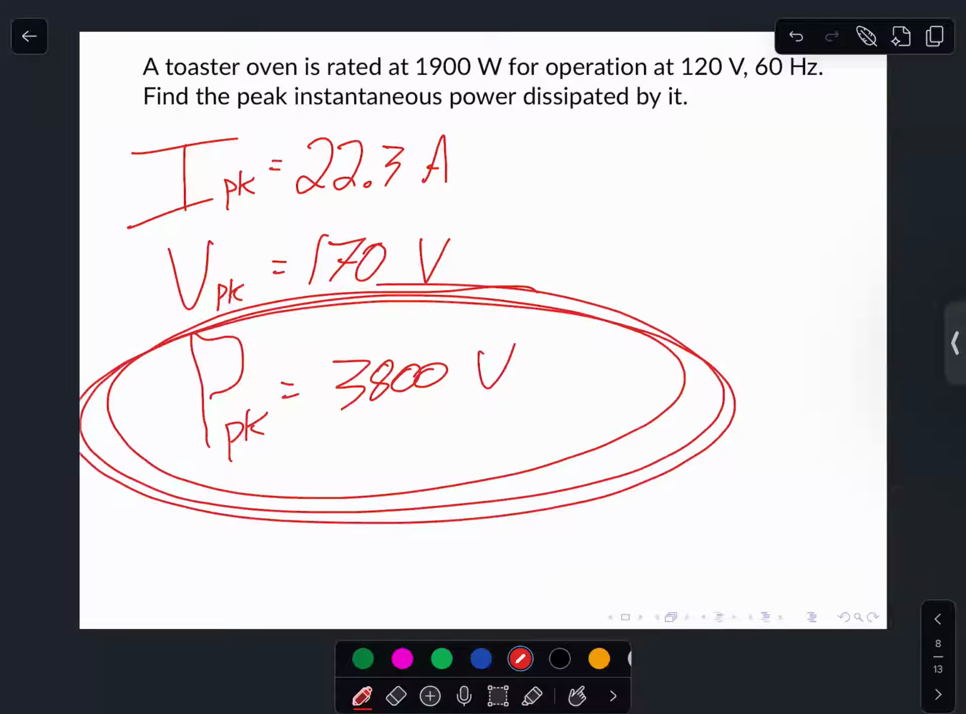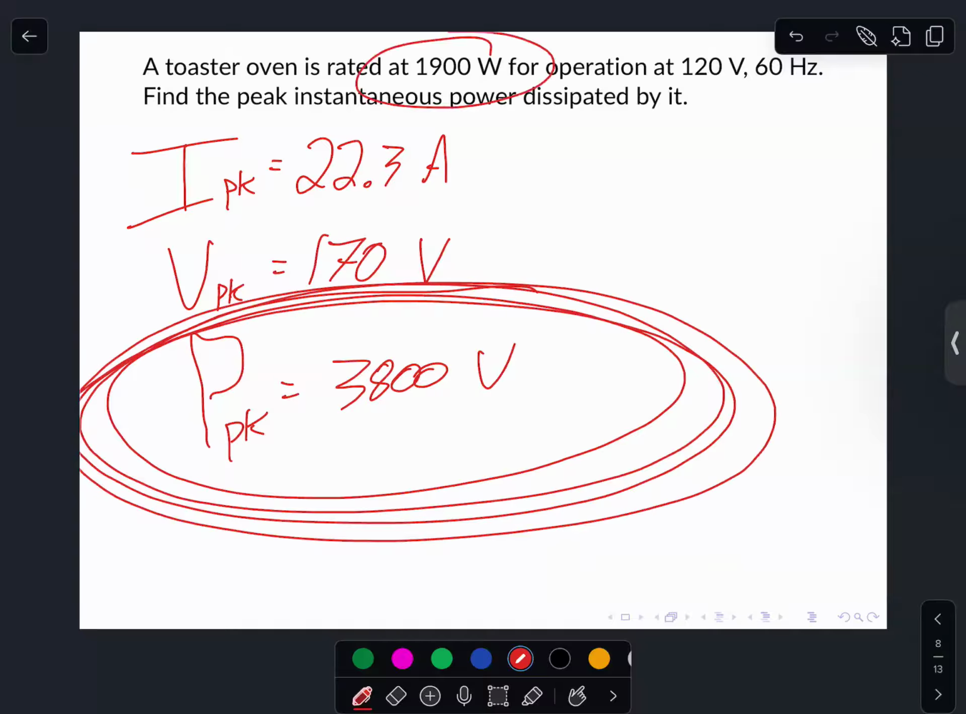What's the relationship between the peak power and the average power? The peak power is exactly twice as much as the average power, or equivalently, the average power is exactly half as much as the peak value. That's where the 0.707 comes from. If we've got a wiggling power transfer signal, half of its peak is its average value.